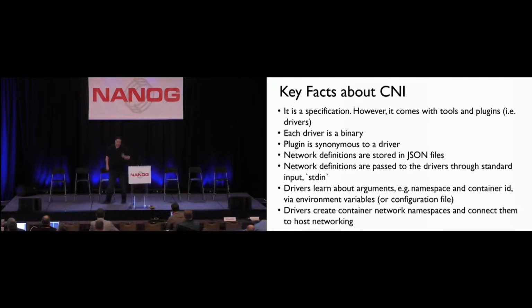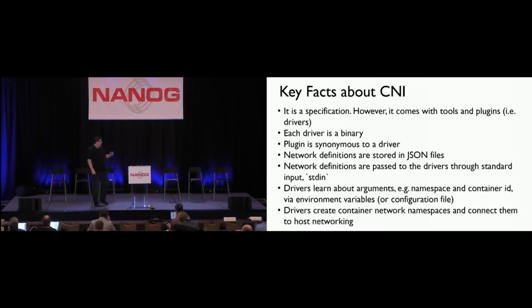So CNI is a specification. In material terms, you have a file. It's a JSON file, and it has to be in a certain structure. What it does, you provide to it the network definition. That's all it carries, a network definition. And it has references to the drivers that network definition would use.